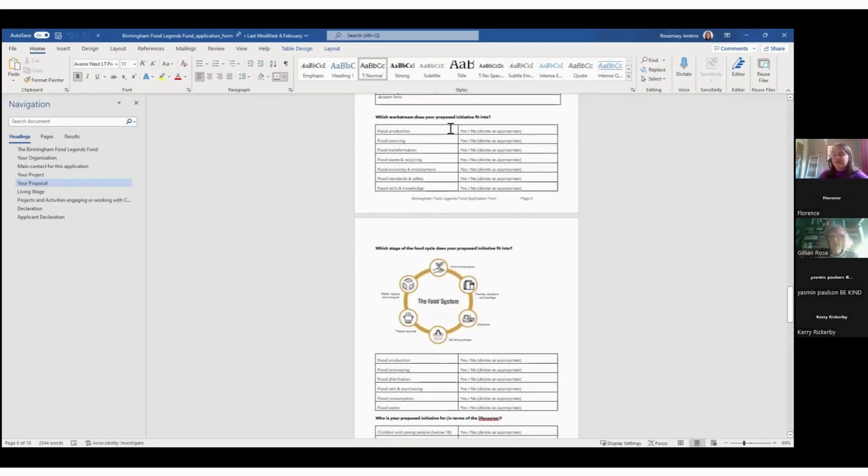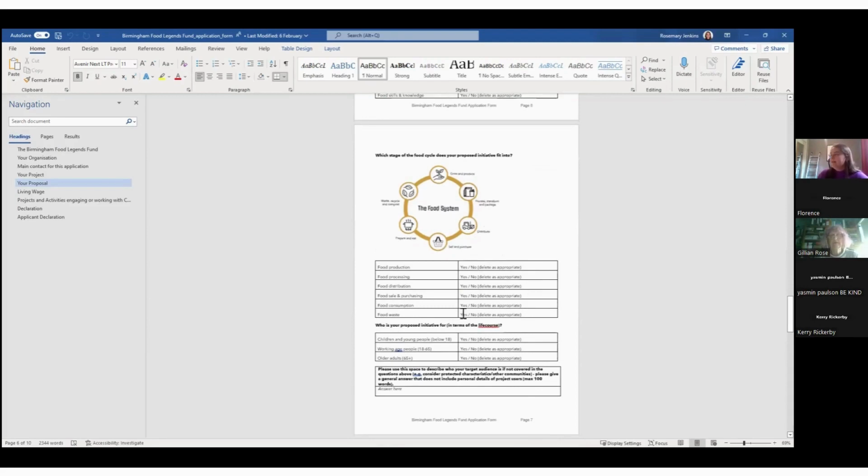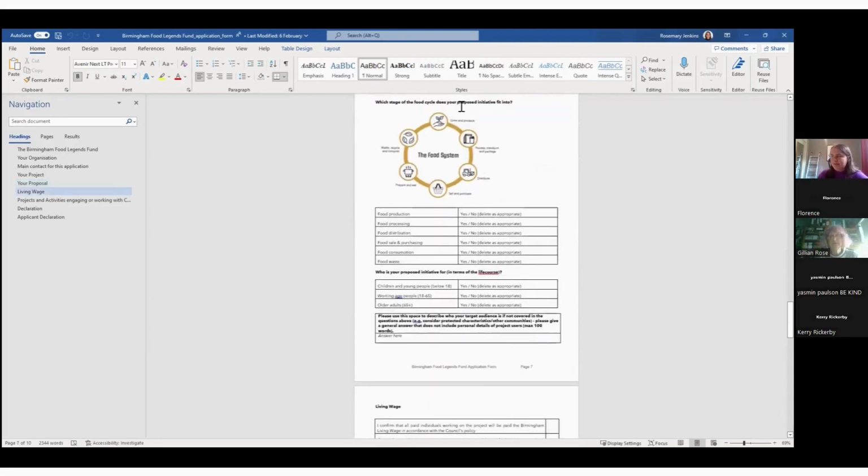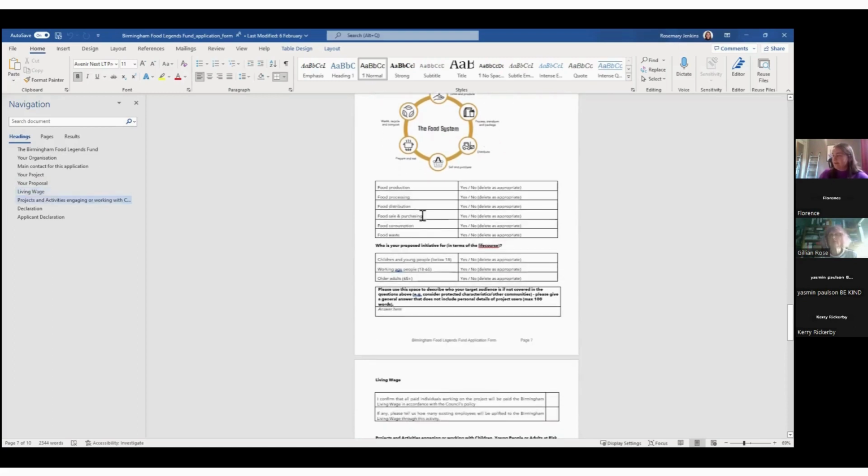And then you just need to tick which of the work streams I read out earlier the proposal fits into. You can tick more than one, but you do need to tick one. Also, it's really helpful for us to know where in the food cycle or food system this fits in, so the life cycle of different foods. If it's a growing project, it'll be in the food production side. If it's teaching skills, it'll be around the food consumption side probably. If it's a composting program, it'll be food waste in the cycle. So it's just helpful to know where that is.